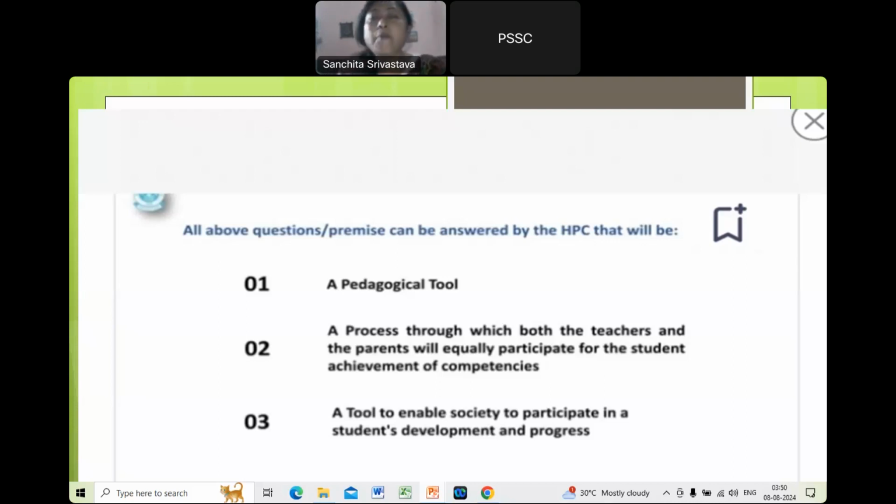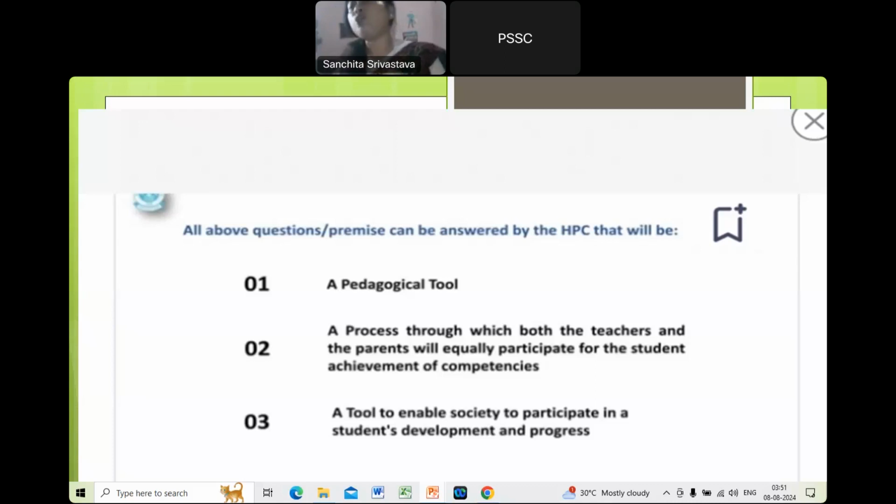A process through which both the teacher and the parents will equally participate for the students' achievement of competency. What is competency? The thing that will be required or necessary for the child in his career or for future use. Something that is not in use has been cut off from the syllabus nowadays. So that is what competency is, skill-based education. The child should be benefiting from his studies. It should be utilized to frame the career.